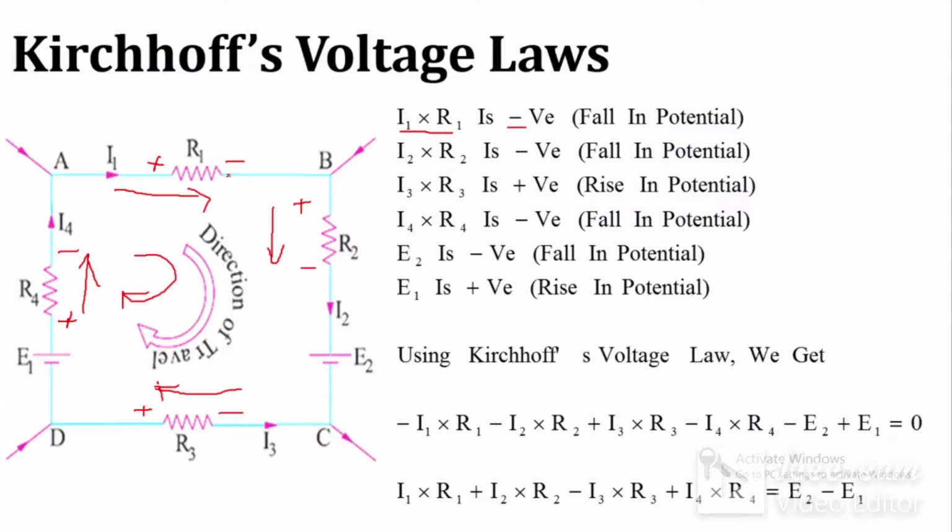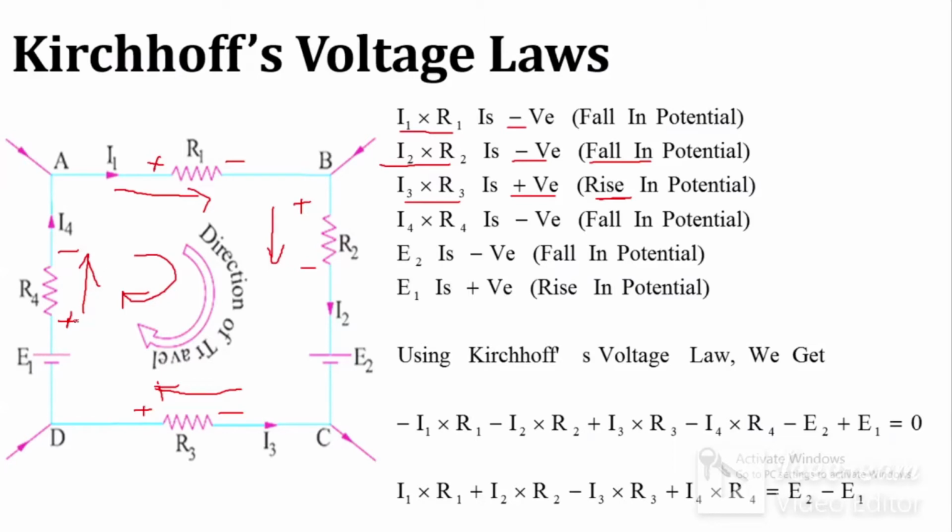So we will take I1 R1 as negative because reference current will flow from plus to minus. So plus to minus is known as the fall in potential. Again I2 R2 we will consider as negative because it is again a fall in potential, because in R2 our reference current will move from plus to minus. Again in R3 our reference current will flow from minus to plus, so it is known as positive. So I3 R3 is positive because it's a rise in potential. Clear? It is a rise in potential.